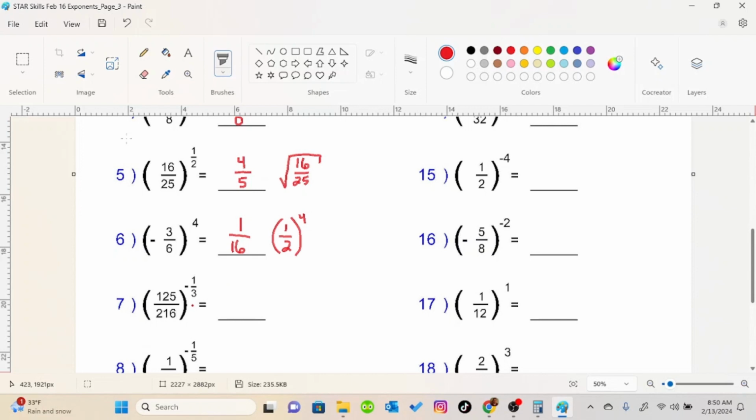Number 7, we have 125 over 216 to the power of negative 1 over 3. The negative means 1 over 125 over 216 to the 1/3.